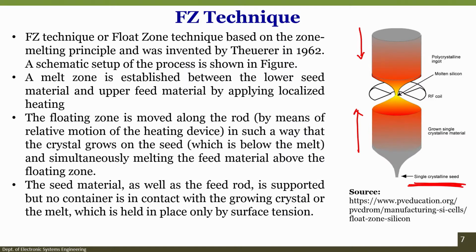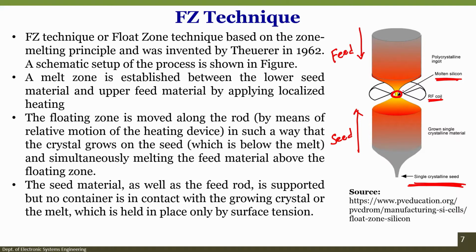Whatever molten zone is created is from the seed crystal to the growth crystal. So, it is right over here, where it is heated using an RF coil, and this is molten silicon. If you read it, it shows the same thing, that the melt zone is established between the lower seed material and the upper feed material. The upper one is called feed material, the lower one is called seed material, by applying localized heating. Where is the localized heating? Right at the interface.